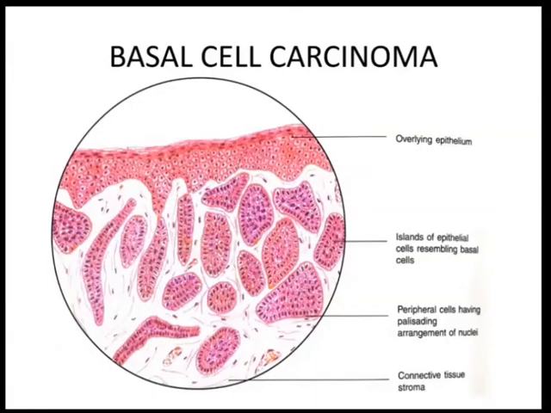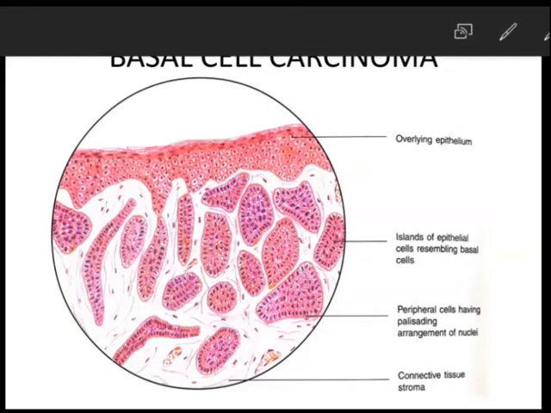This is basal cell carcinoma. Here you can see an epithelium in which the epithelial cells are invading into the connective tissue, forming islands of epithelial cells resembling basal cells. Here it has two types of cells, the peripheral cells and the inner cells. The peripheral cells have a palisading arrangement of nuclei, and the inner cells have epithelial cells resembling basal cells, and below is the underlying connective tissue stroma.